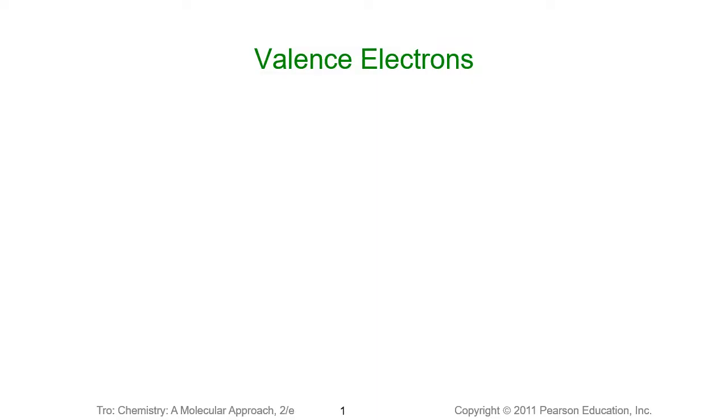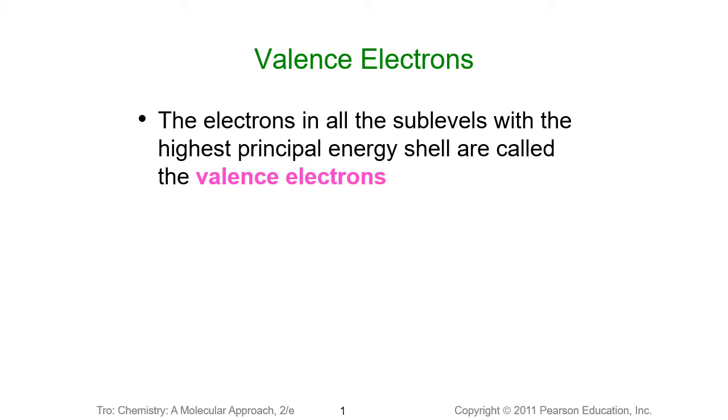Valence electrons are important to chemists because they help to determine the properties that atoms will have. Valence electrons are the electrons found in the outermost energy level of the atom. We can determine how many valence electrons an atom has by the column it sits in on the periodic table for our main group elements.